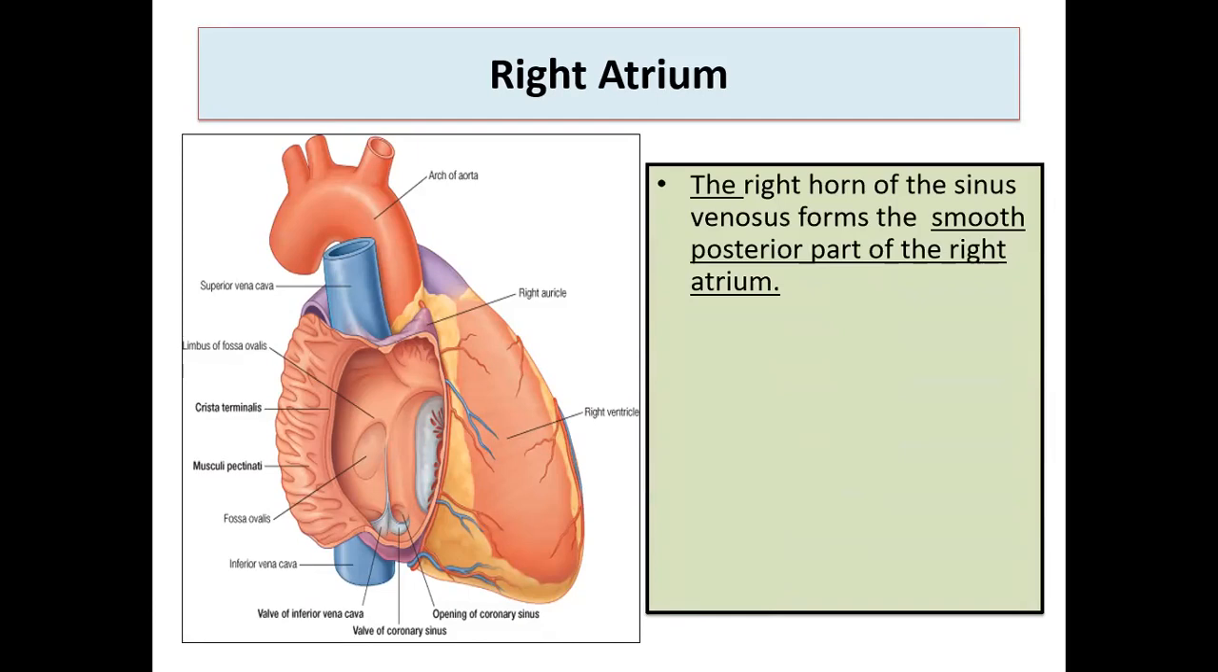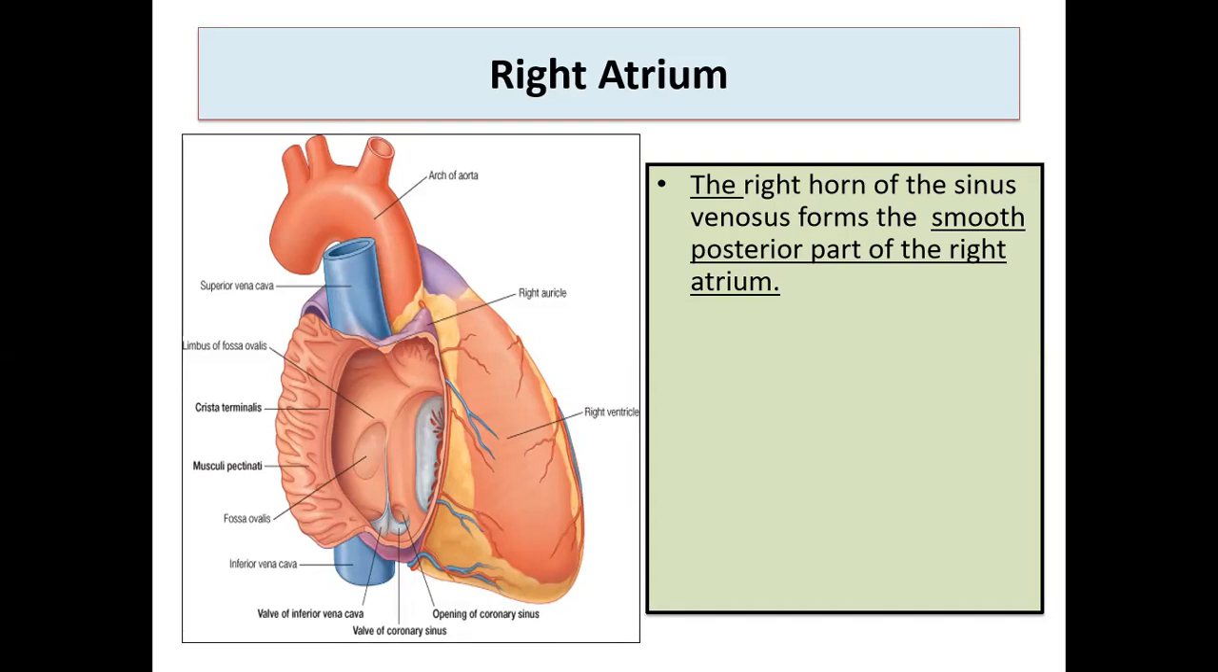So the right horn of the sinus venosus forms the smooth posterior part of the right atrium. This is because the blood entering the heart requires less force. That's the reason why the posterior part of the atrium is smooth. That is where the blood enters the heart, through the superior vena cava and inferior vena cava. So it has to be smooth.